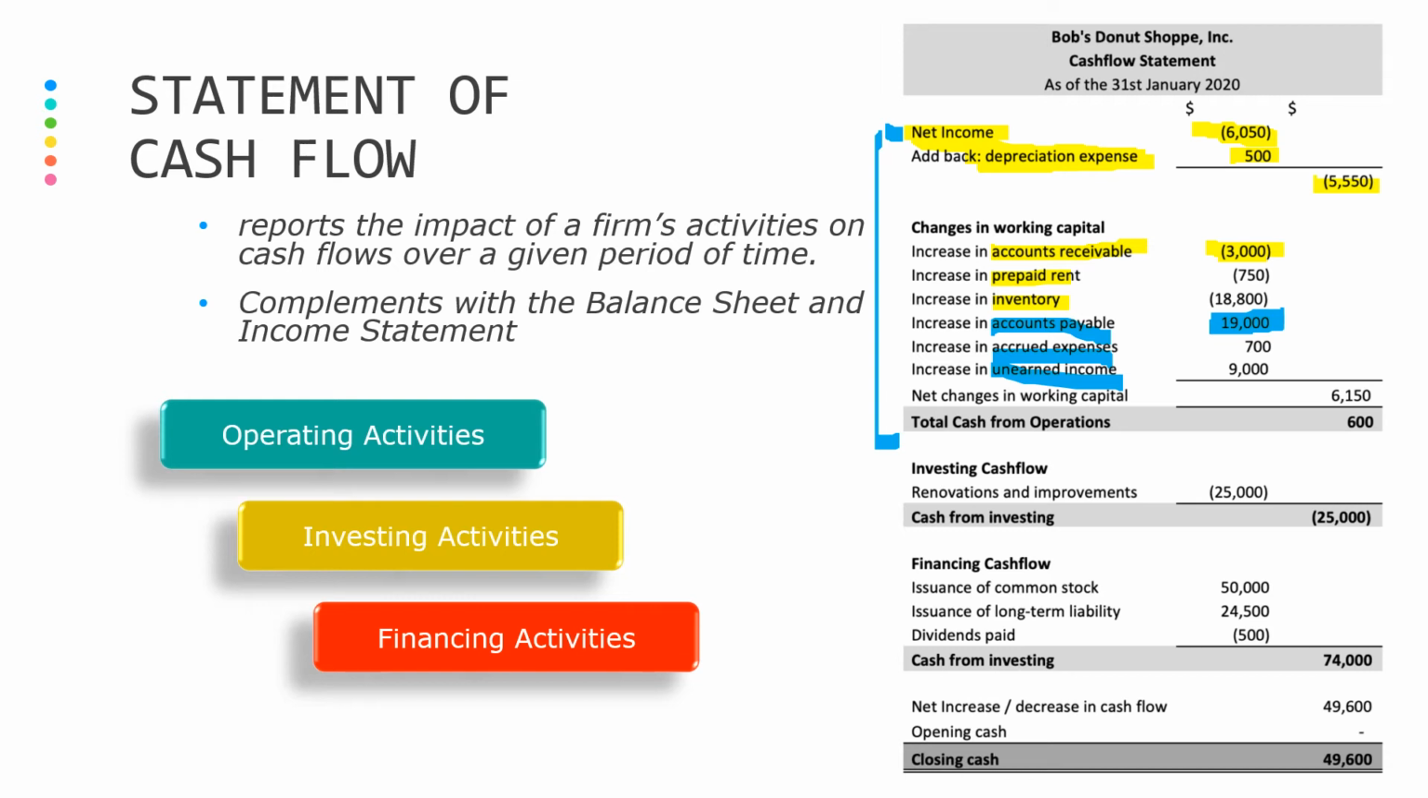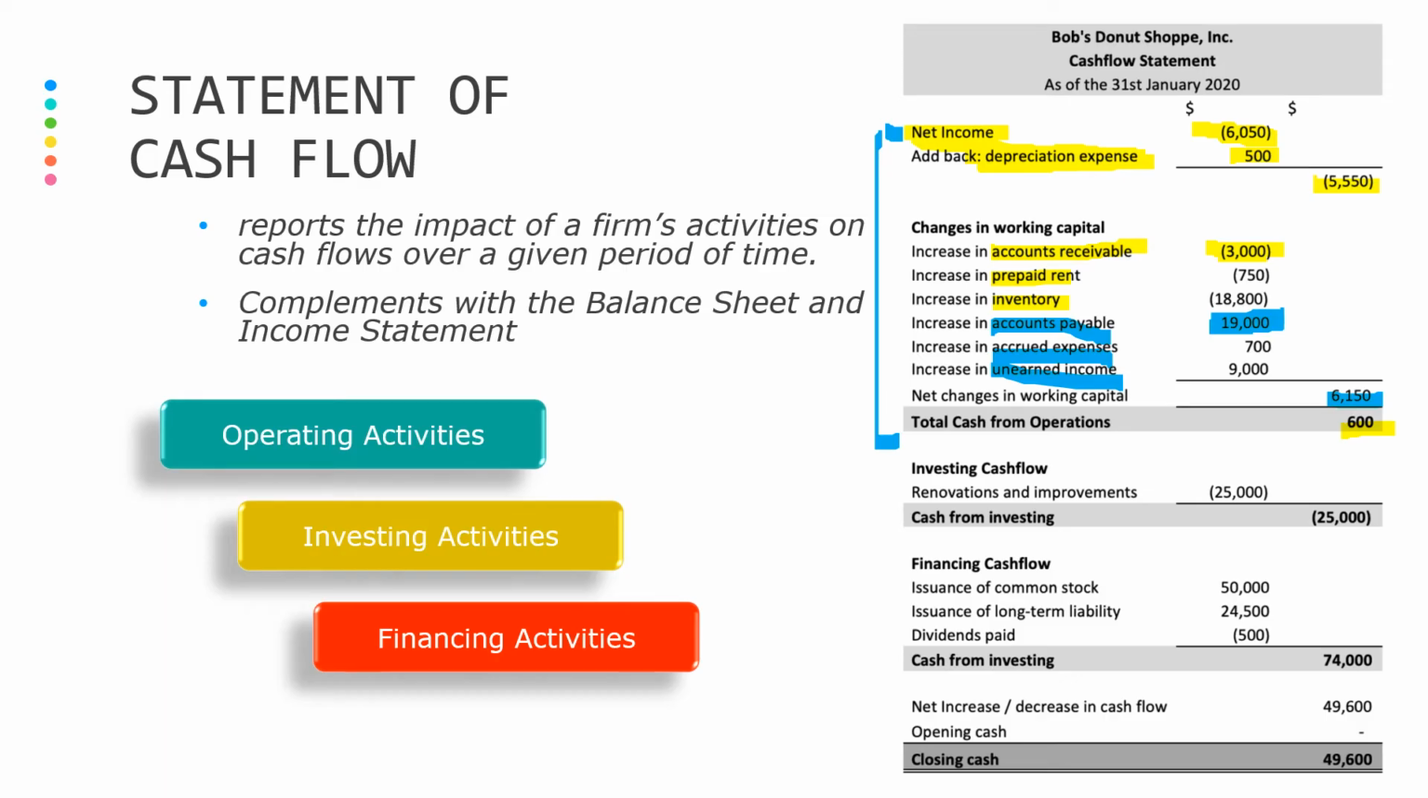Okay, so here the net change in working capital is 6,150, and then the total cash that the company has generated from its operations is 600. Okay, now let's go to the investing activities.